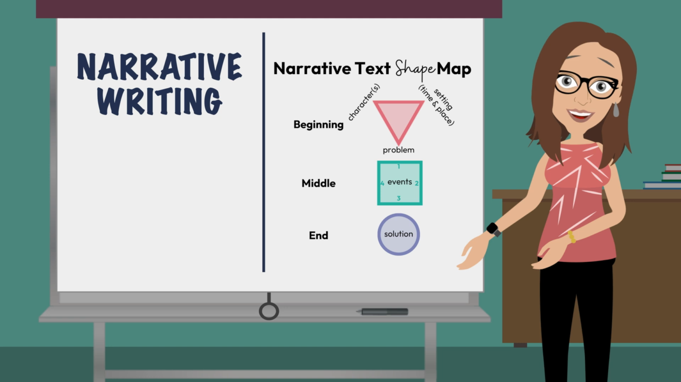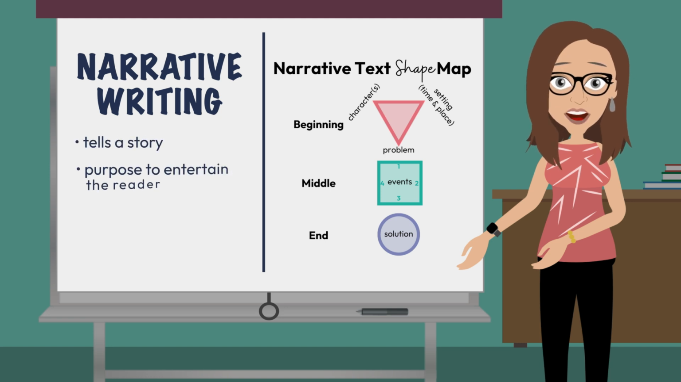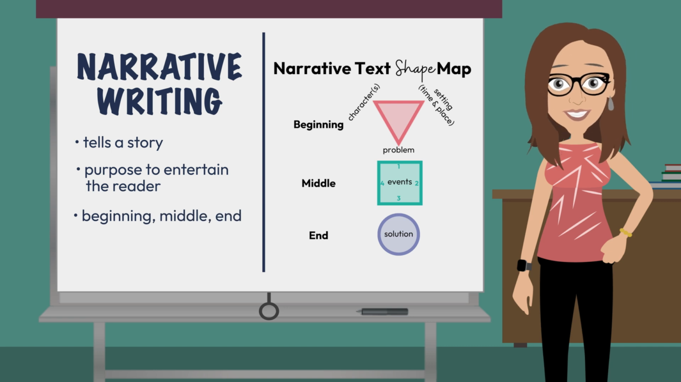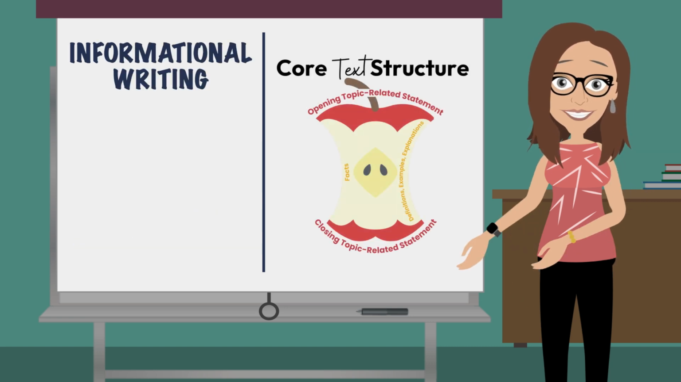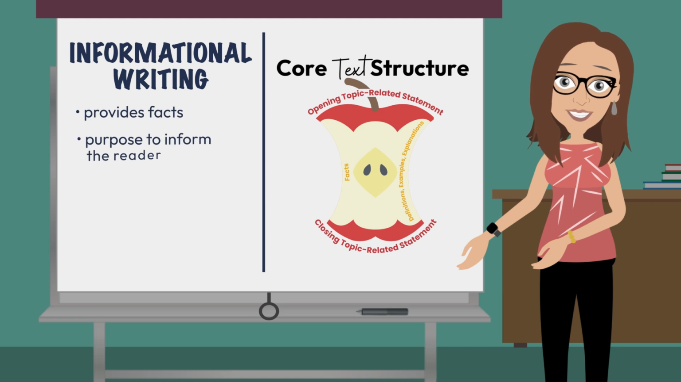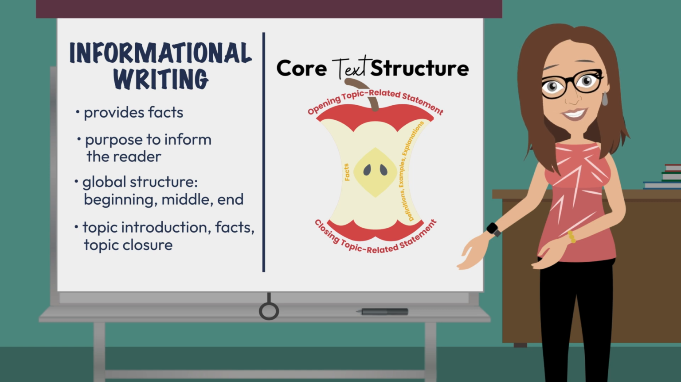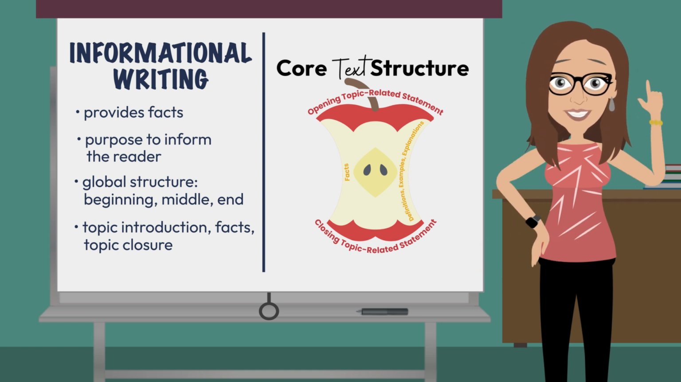Narrative writing tells a story with the purpose to entertain the reader. The structural framework consists of a beginning, middle, and end structured around basic story elements. Informational writing provides facts with the purpose of informing the reader about the natural or social world. This form of writing has a global structure of beginning, middle, end structured around a topic introduction, facts, and topic closure, and the facts in the middle can be organized in a variety of ways, depending on the specific type of informational writing being used.